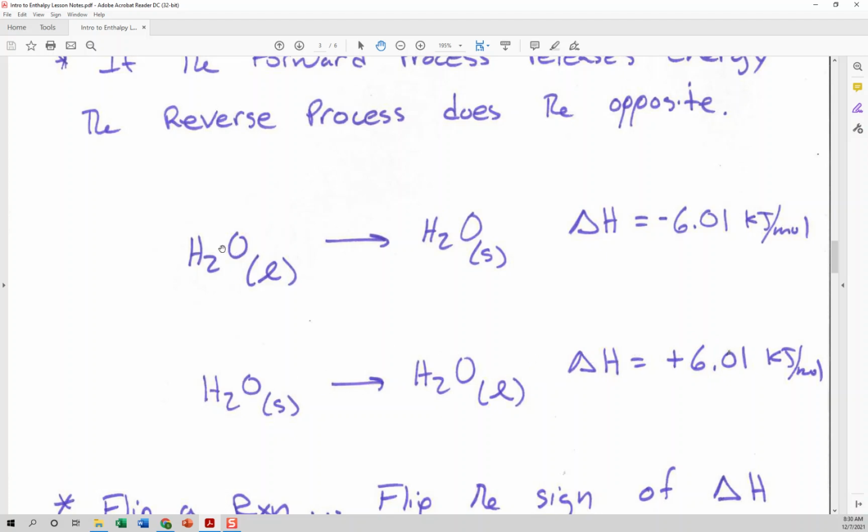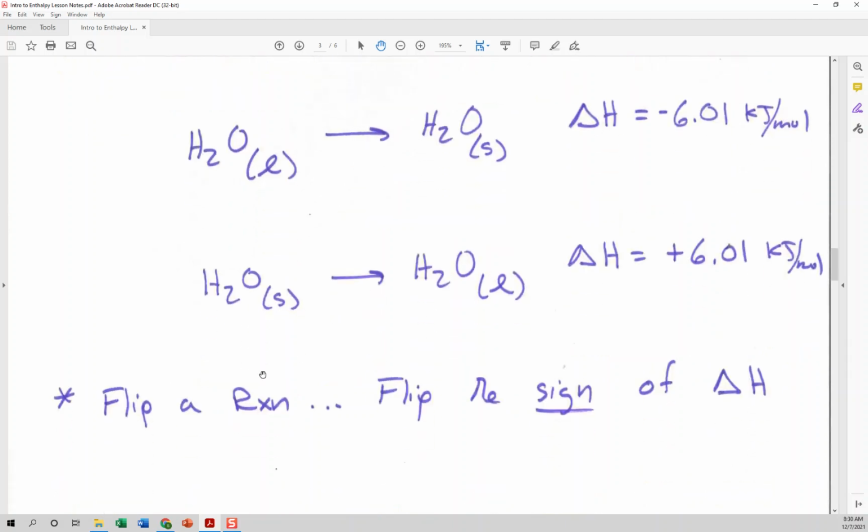But here, as the water freezes, that much energy is being released to the surroundings, okay? So what does that mean? It means if you flip a reaction, if you write the reverse of a reaction, you flip the sign of delta H. Okay, so if it was exothermic, now it's endothermic. If it was endothermic, now it's exothermic. Okay.